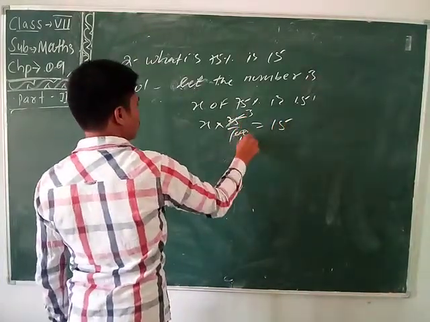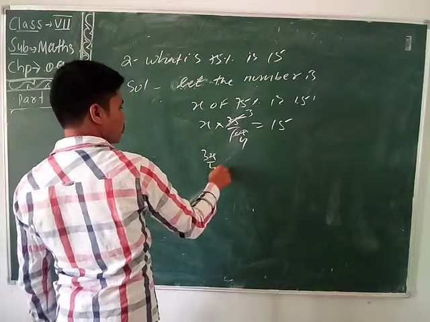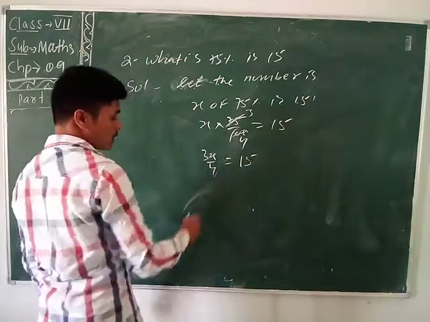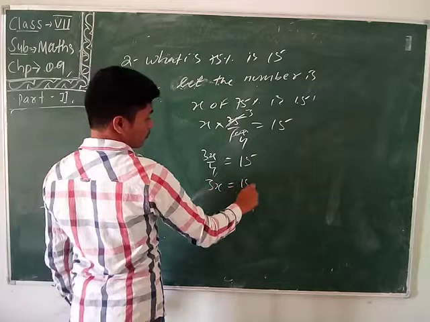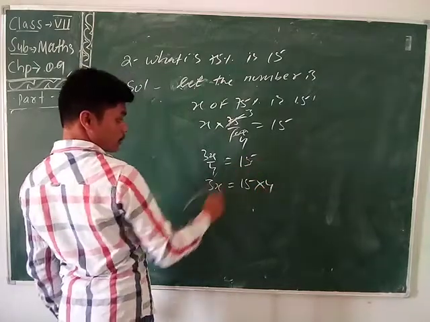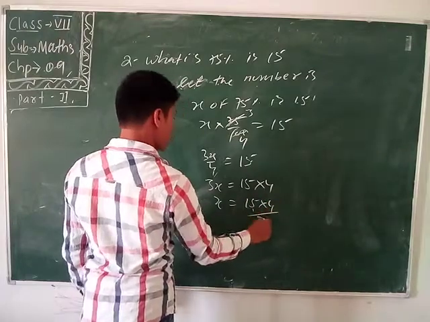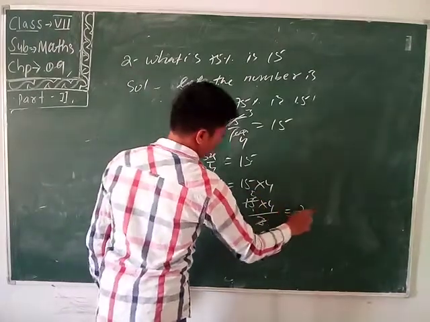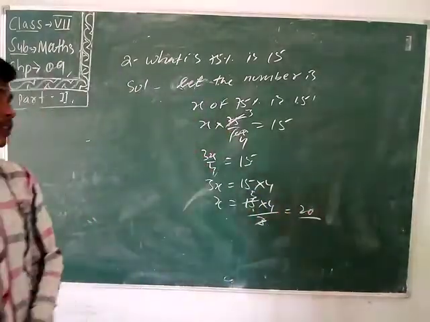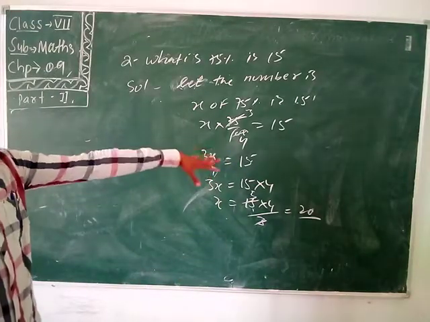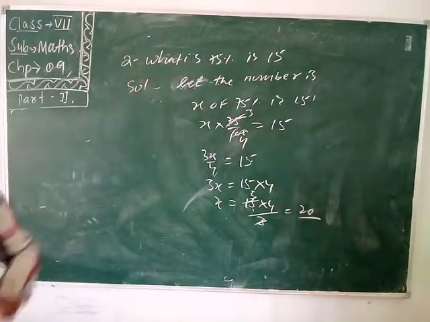25 3s are 75, 25 4s are 100. So 3x by 4 equals 15. 3x equals 15 into 4. X equals 15 into 4 by 3. 3 5s are 15, 5 4s are 20. What is the number? 20 is the number that 75% is 15.